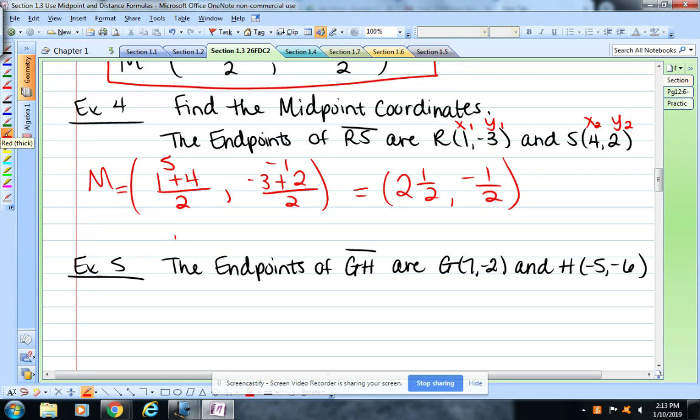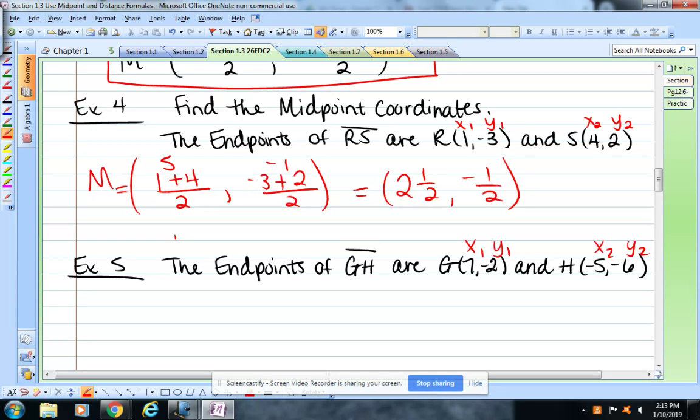All right, same thing right here. I have the endpoints of a segment GH, and they tell me G's coordinates and H's coordinates, and we want to find the midpoint of that line. Okay? So again, if it helps you, label your coordinates. This is an X, this is a Y, this is an X, this is a Y. These are my 1s, these are my 2s.